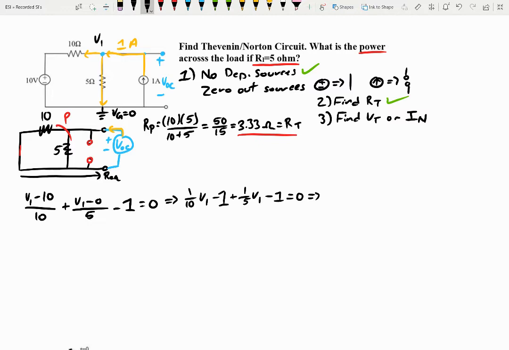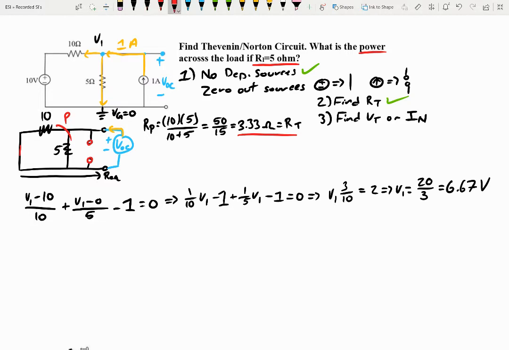Simplify that down a little bit more. So that'll be V1 times 3/10, and that'll be equal to 2. So therefore, V1 is equal to 20 over 3, which is equal to 6.67 volts.